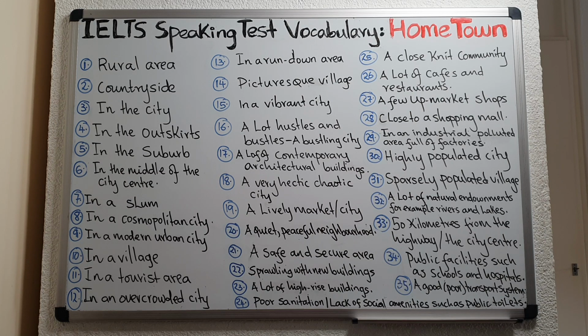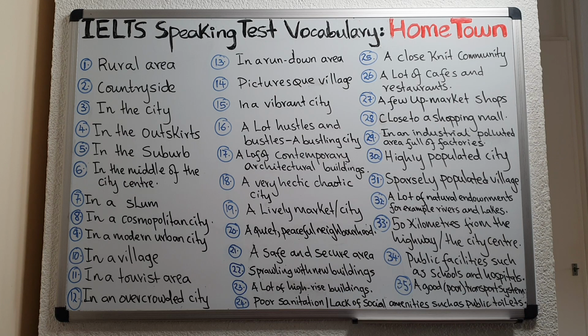Now, if you live in a highly populated city, then it means that you live in a city with a lot of people. It is overcrowded. There are a lot of people who live there. It is highly populated. And the opposite of that is number 31, sparsely populated village.